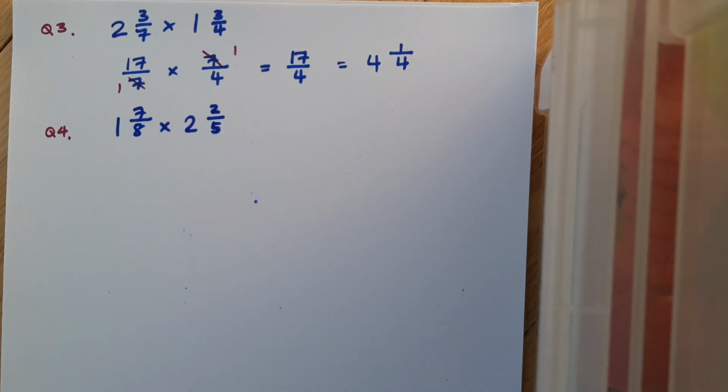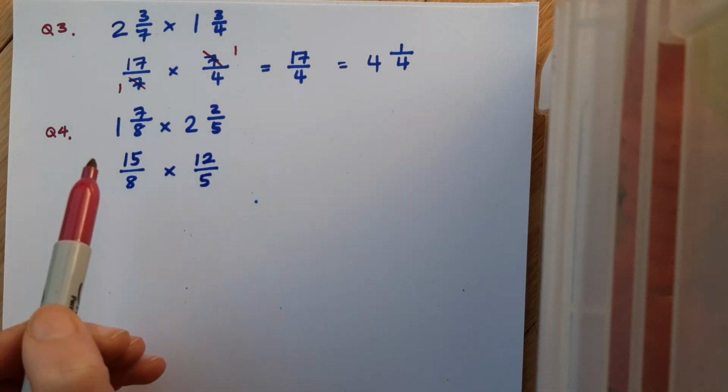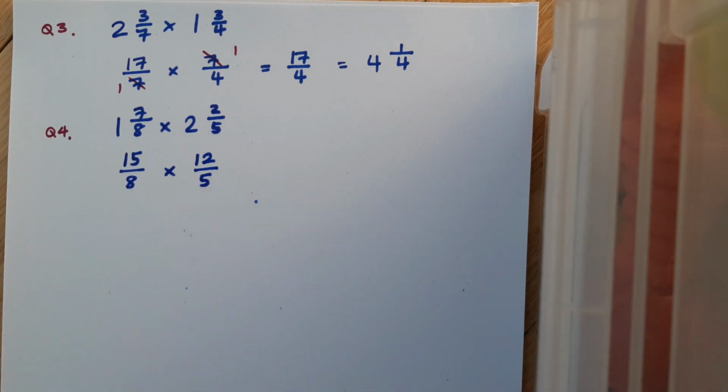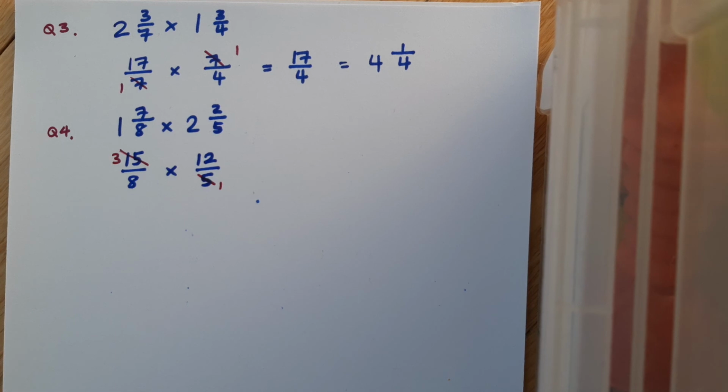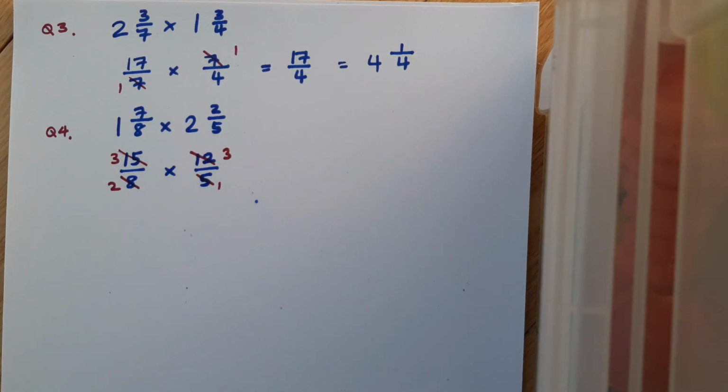Okay, so our first job is to turn these into improper fractions. So we've got 15 over 8 multiplied by 12 over 5. Again, look for cancelling opportunities. So what have we got? 15 and 5 definitely have a common factor of 5. 5 goes in 3 times, 5 goes in once. And 8 and 12 have a common factor of 4. And now I've done all the cancelling that I can do, so I'm going to multiply. And that's top by top, bottom by bottom. So on the top I'm going to get 9 and on the bottom I'm going to get 2.